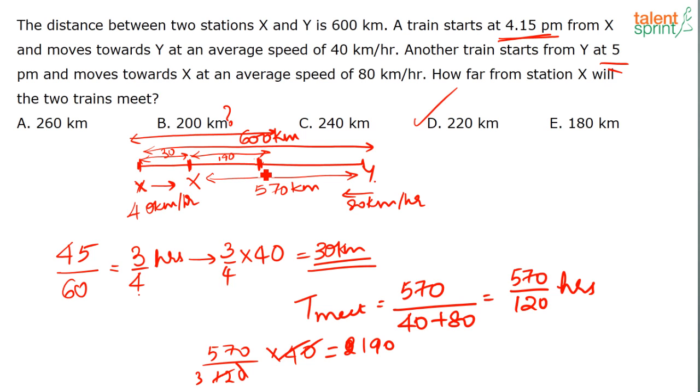To go from this point to this point, it is taking 570 by 120 hours and it is travelling with a speed of 40 kilometers per hour. So what is this distance? It is nothing but the product of the speed and the time, correct? That is how I got 190. Chandu, is it clear? Got it. Okay, excellent.